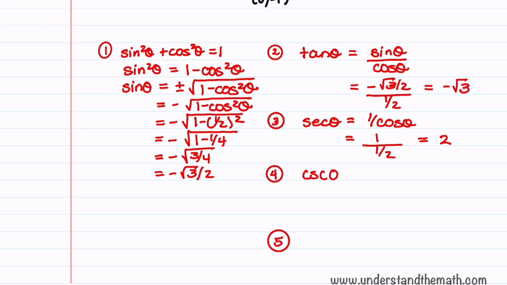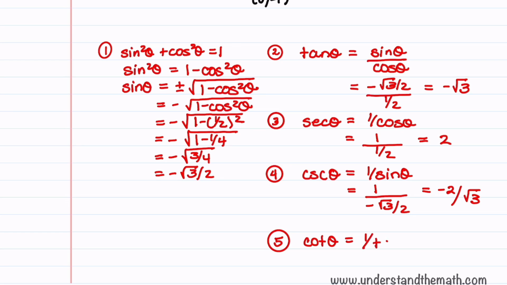Cosecant theta is equal to 1 over sine theta. This is equal to 1 divided by minus root 3 divided by 2, which gives us a value of minus 2 divided by root 3. Lastly, cotangent theta is 1 divided by tangent theta, and that's equal to minus 1 divided by root 3.